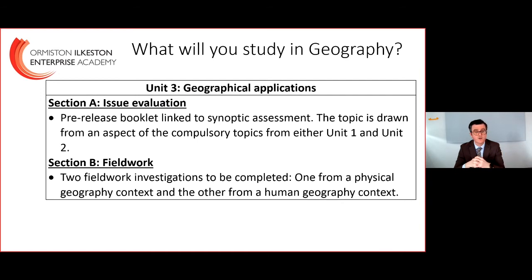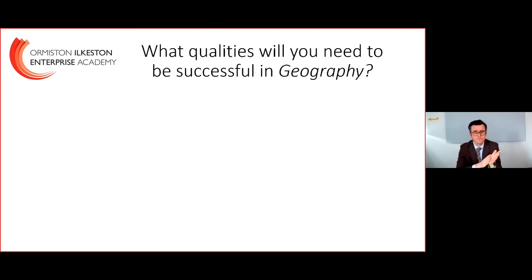Some recent year topics have been tropical rainforest and water use in the UK. So, really important, contemporary, relevant issues. So that's a bit about the course and a bit about the value of geography and why we should study it. But what qualities do you need?